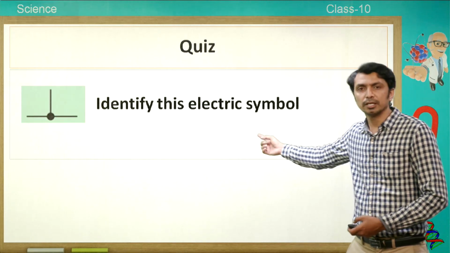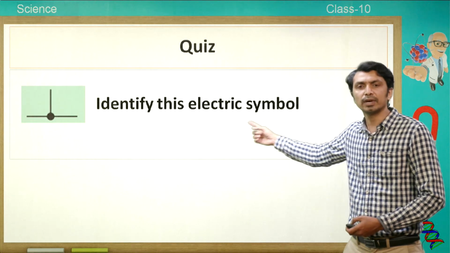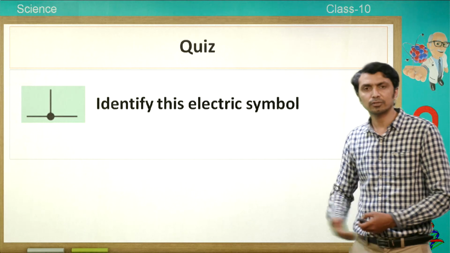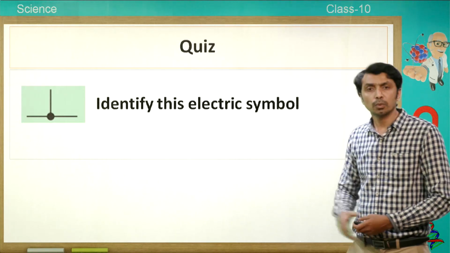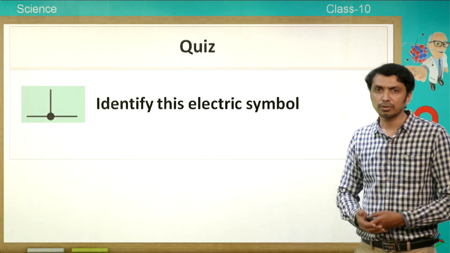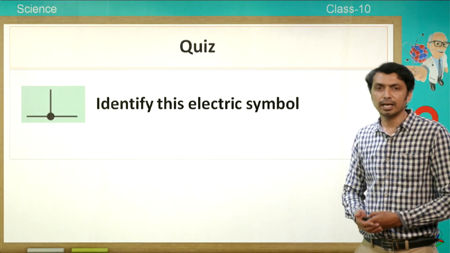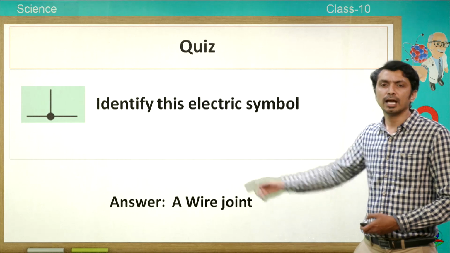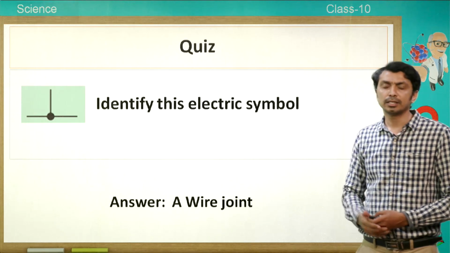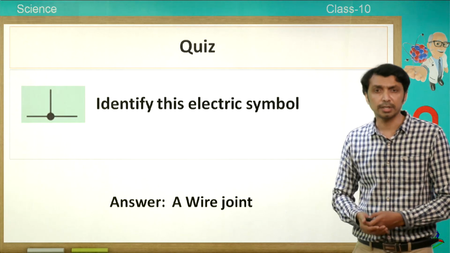Next question, if you can see here, identify this electric symbol. Yes, what is that electric symbol? Of course, you know those are wires. So, what is the answer for this? Yes, I think you are giving a right answer. They are wires having a joint. That means the wires are connected. They are not crossing over without joining.